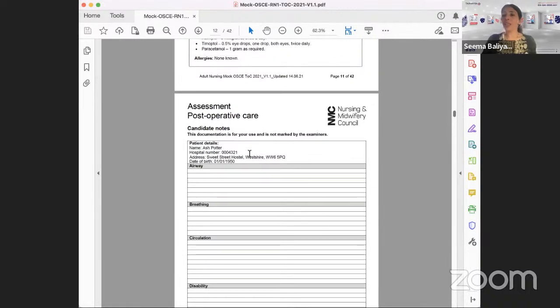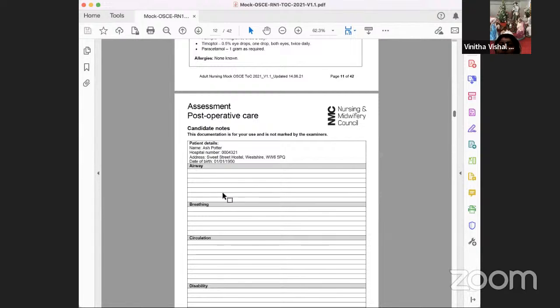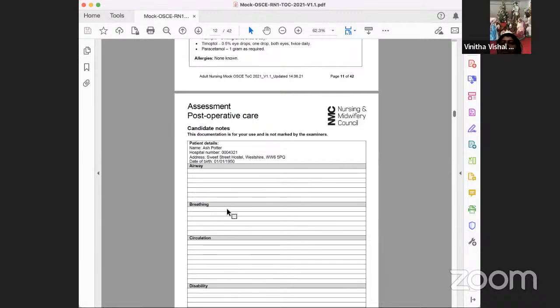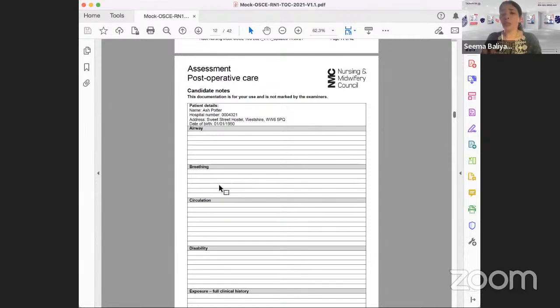Yeah. Then breathing. So breathing is okay. Over here, we want to write breathing. Also, you can write that okay, it's normal. The oxygen saturation comes here. You can write under breathing. So yes, you can put oxygen saturations over there. Yeah.